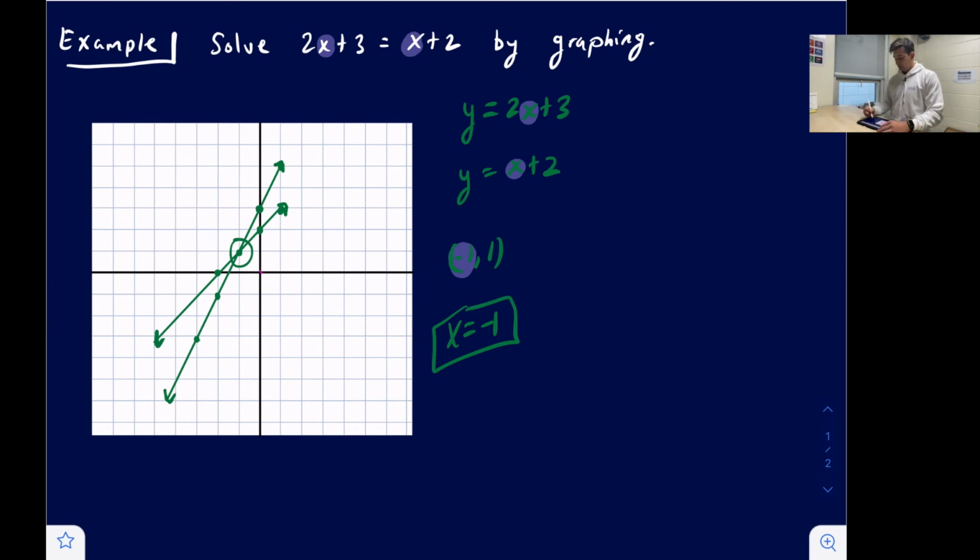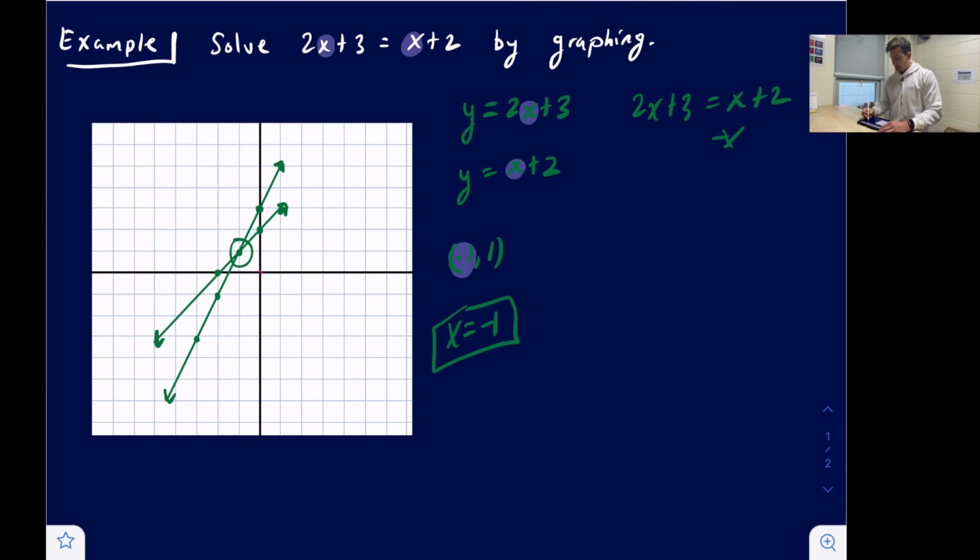To check that, we could just solve the equation. We could say 2x plus 3 equals x plus 2, and just solve it like a two-step equation that has variables on both sides. To review that, check out the video right now in the top right-hand corner.